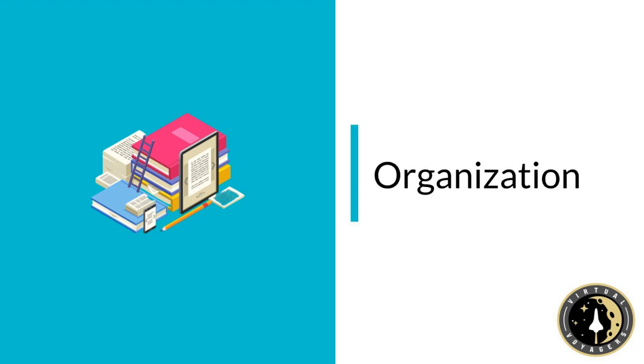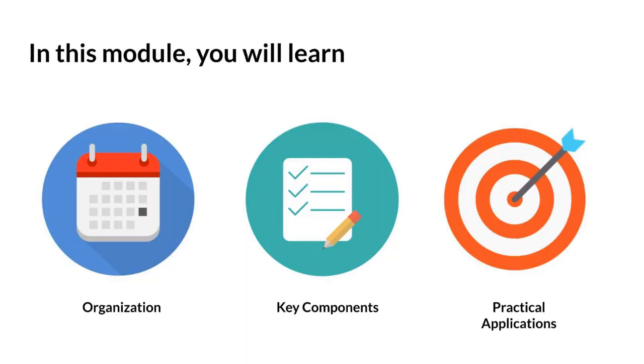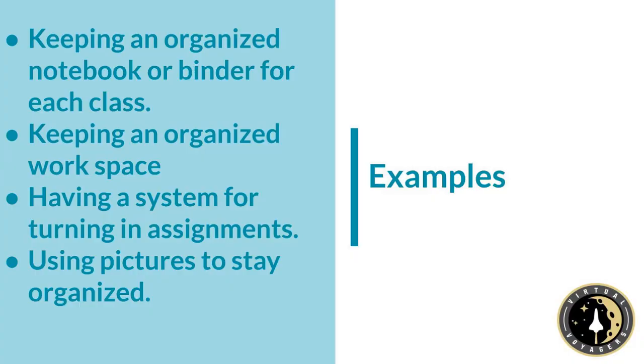Executive functioning, organization. Organization is being able to develop and maintain a sound system for keeping materials and plans neat and orderly. In this video, you will learn about the key components of organization and practical examples related to school.